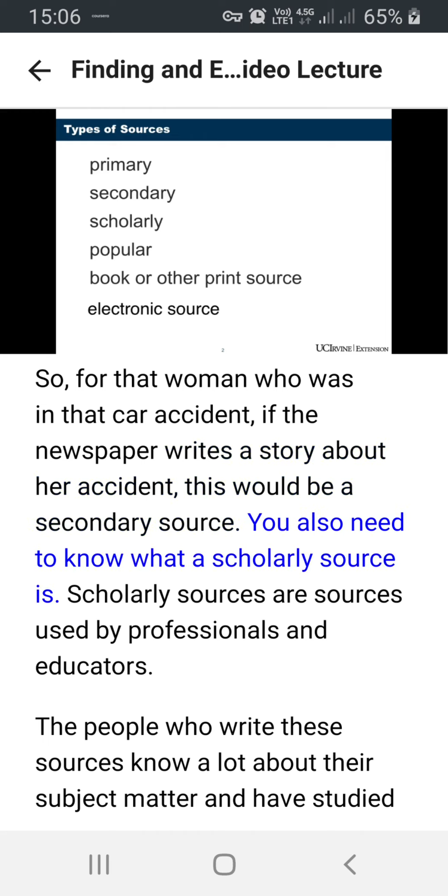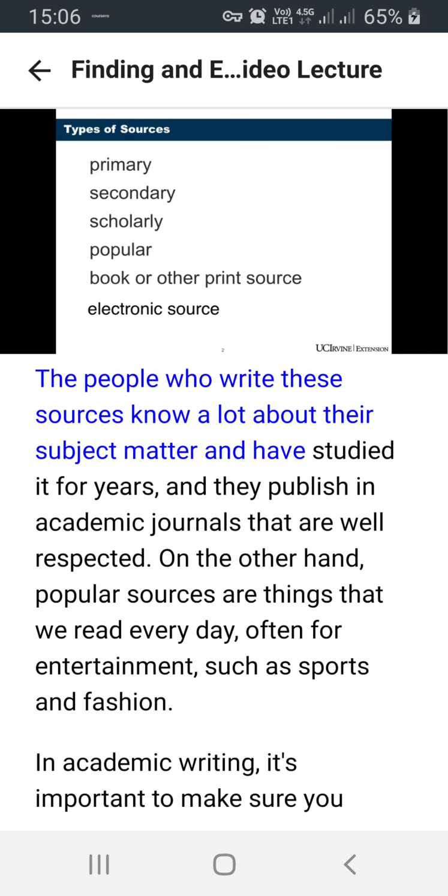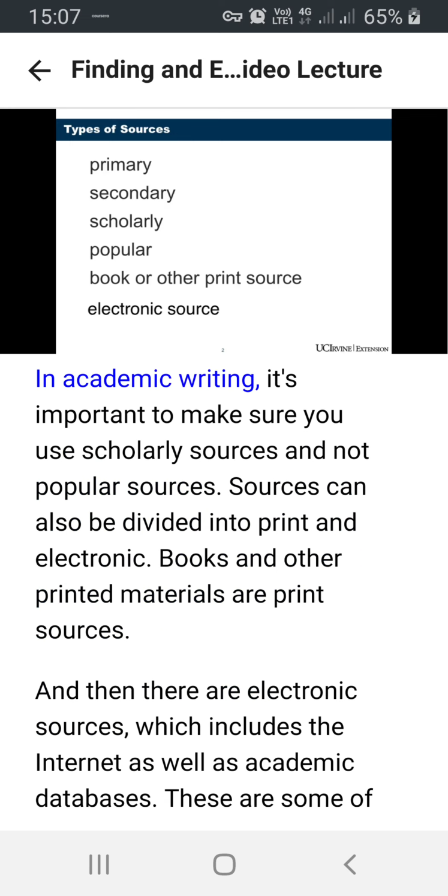You also need to know what a scholarly source is. Scholarly sources are sources used by professionals and educators. The people who write these sources know a lot about their subject matter and have studied it for years, and they publish in academic journals that are well respected. On the other hand, popular sources are things that we read every day, often for entertainment, such as sports and fashion. In academic writing, it's important to make sure that you use scholarly sources and not popular sources.